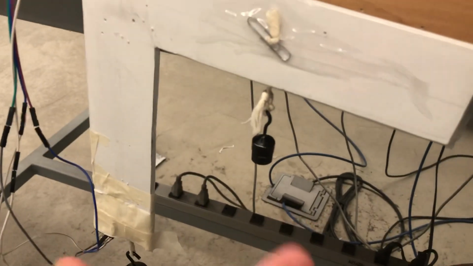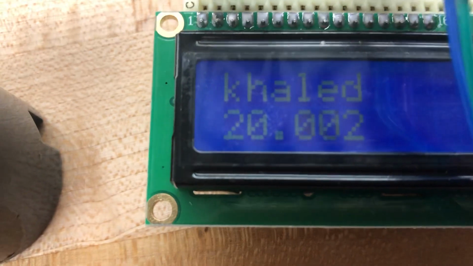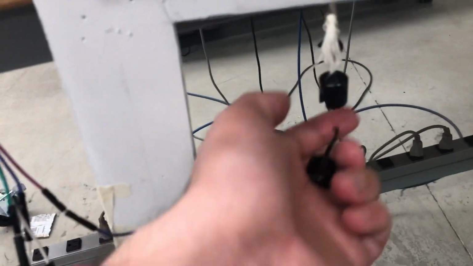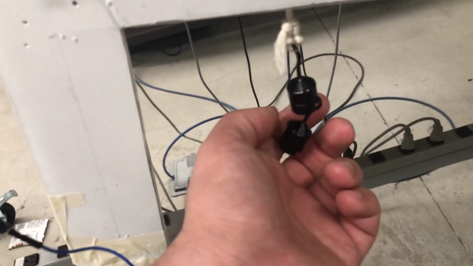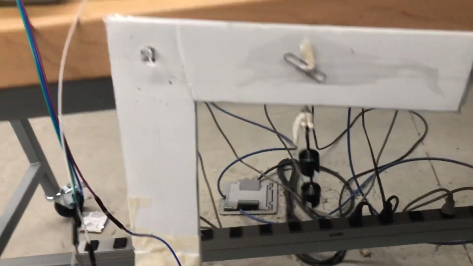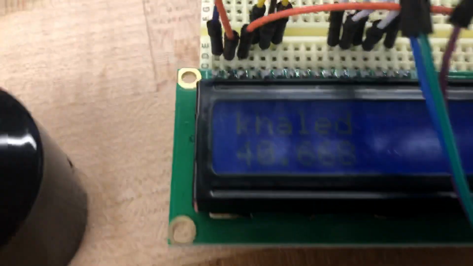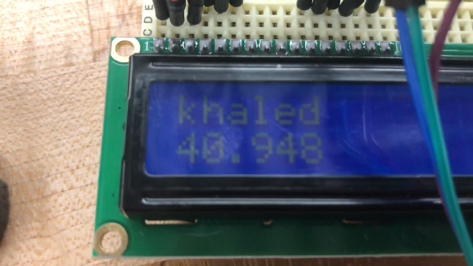But let me give you an example. So the weight here is 20, right? So let us read it. I know that there is a small error, but okay. See? Now, let me add another 20. I will make the weight 40. Now, 20 plus 20 is 40, right? Read it. It's 40. It's almost 40. And that's it. This is your experiment.